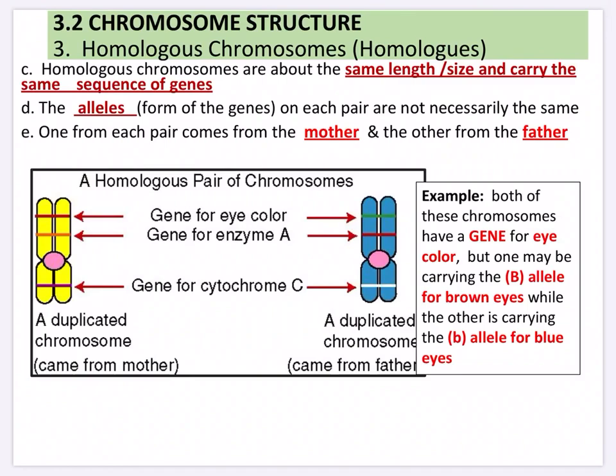one from each pair comes from the mom and one comes from the father. So for example, you get an allele from mom and an allele from dad for eye color. Okay, and one might be an allele for brown eyes, while maybe your dad is passing along the allele for blue eyes. Okay, so in that case, we need to determine which one is the dominant allele, which means what color eyes you'll actually have.